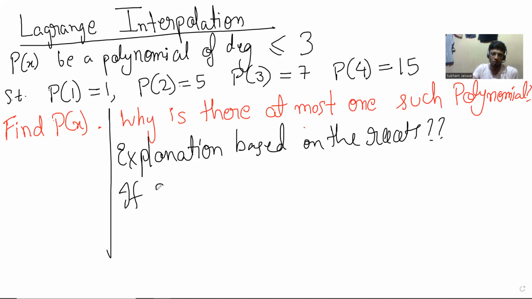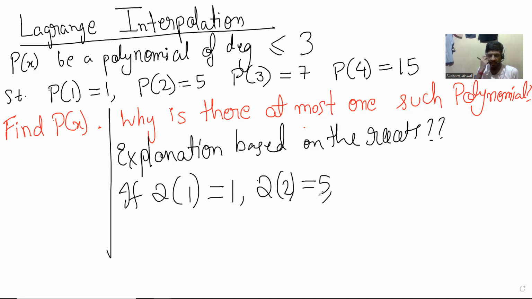So if there is a Q also, such that Q(1) is 1, Q(2) is 5. So basically, this uniqueness, we are explaining through the zeros. The restriction on zeros will give us a restriction on the polynomials. What if there was one more polynomial? Then what could you say?